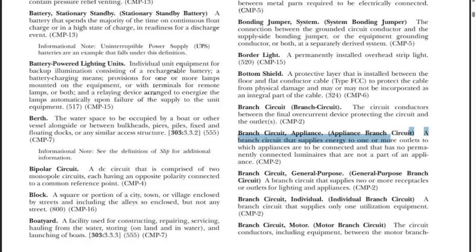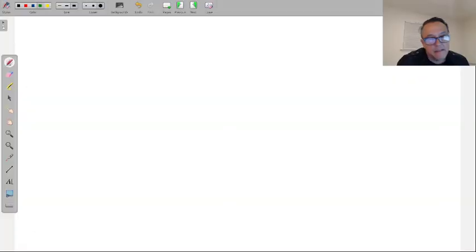Now, an appliance branch circuit, and now these will just be easy to follow up with. An appliance branch circuit is one of those circuits that left the panel and ended up at an outlet that's going to service an appliance. Like, for example, a washing machine or a dryer or the oven. I'm trying to think of some other ones here. Not appliances like the blender that I bought or the toaster that I bought.